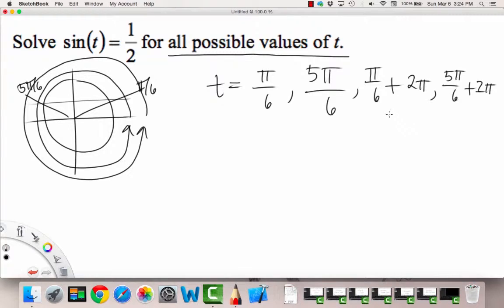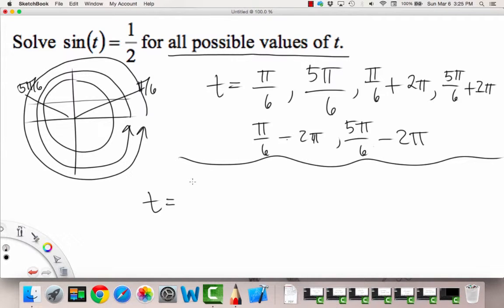You can even subtract off 2 pi. We could also have a solution like pi over 6 minus 2 pi, which means we went in the opposite direction once around. We could have 5 pi over 6 minus 2 pi, and even more multiples of 2 pi. A common way to write solutions like these is as a solution set. Instead of all this, where we'll never be done, we could write pi over 6 plus or minus 2 pi k, where k is any integer you want.